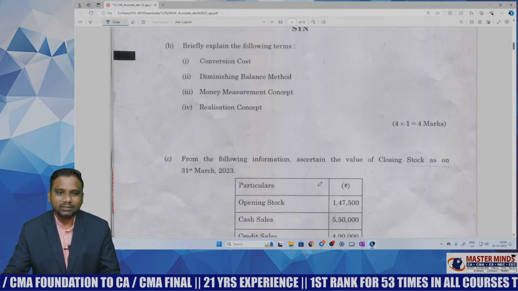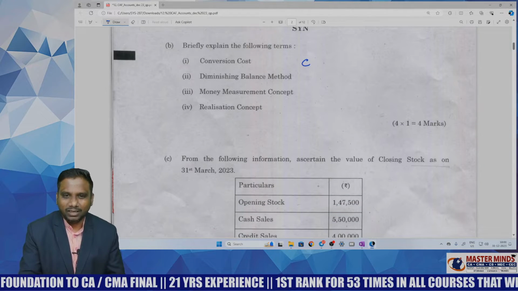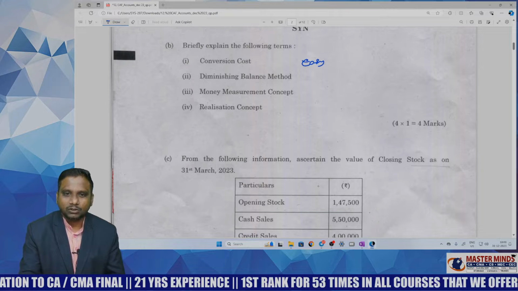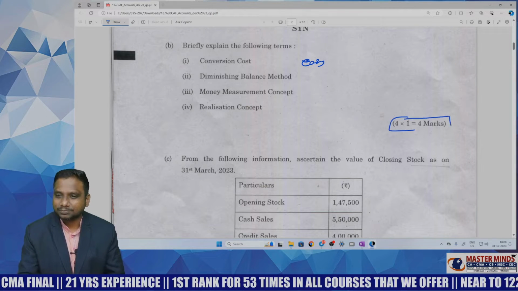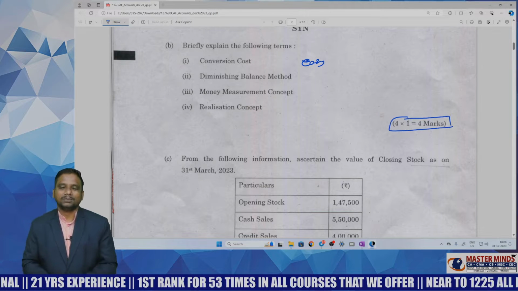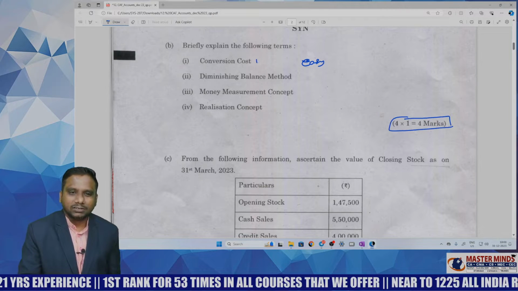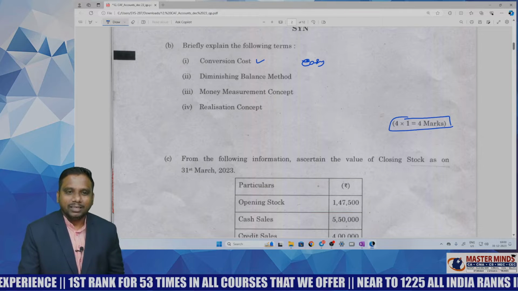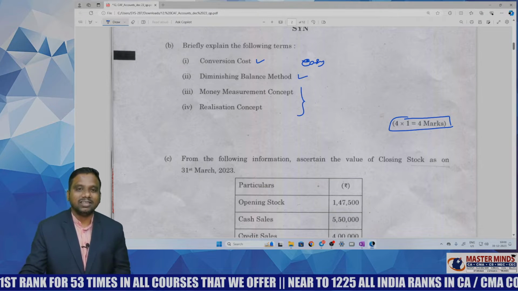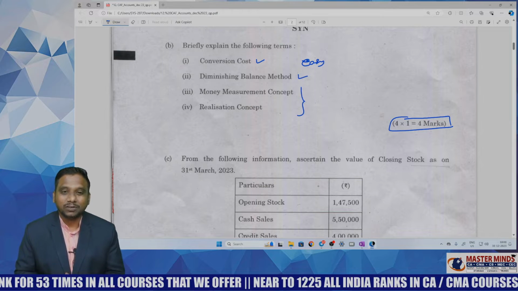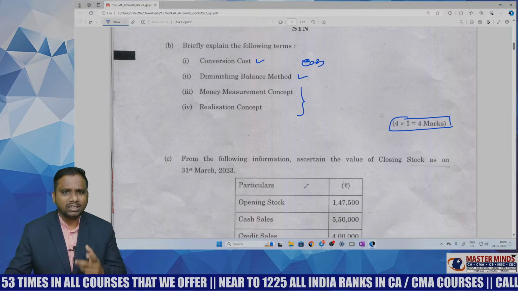The next question is very easy, students, very easy. You can easily score 4 marks. What is this? Conversion cost, non-manufacturing entity, diminishing balance method, depreciation chapter, money measurement concept and realization concept. Yes or no, students? So you can comfortably answer them.